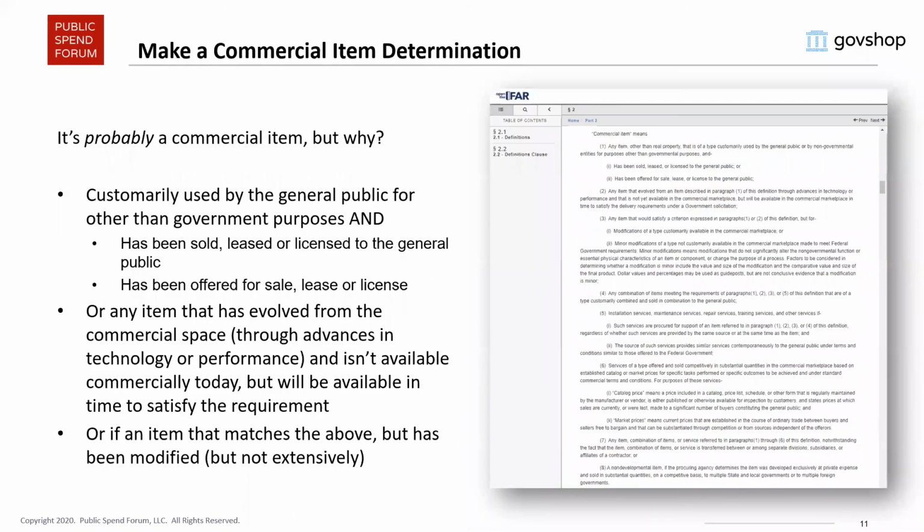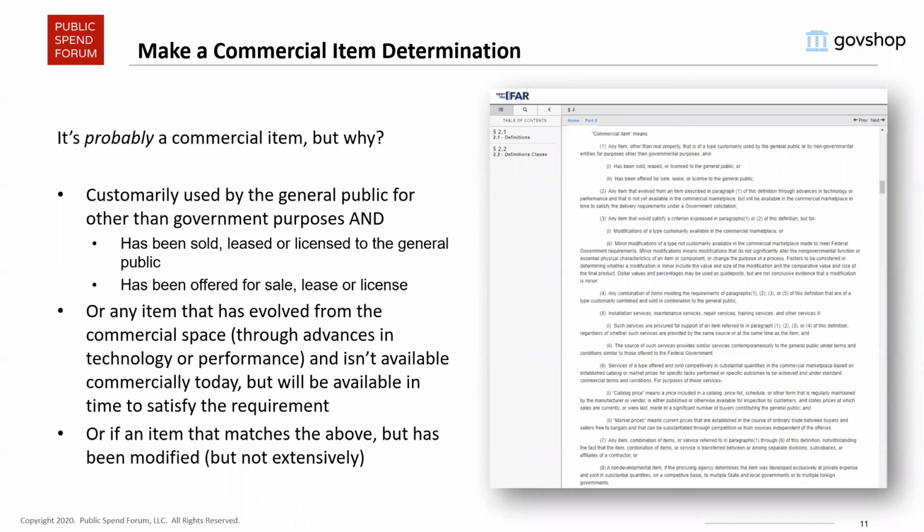But let's continue, because another big part of the market research report is to make a commercial item determination. Now, it's probable that you're buying a commercial item, but you sort of need to know why. The commercial item definition in the Federal Acquisition Regulation is long. I mean, that's it right there. That's a screenshot. It's a long definition.